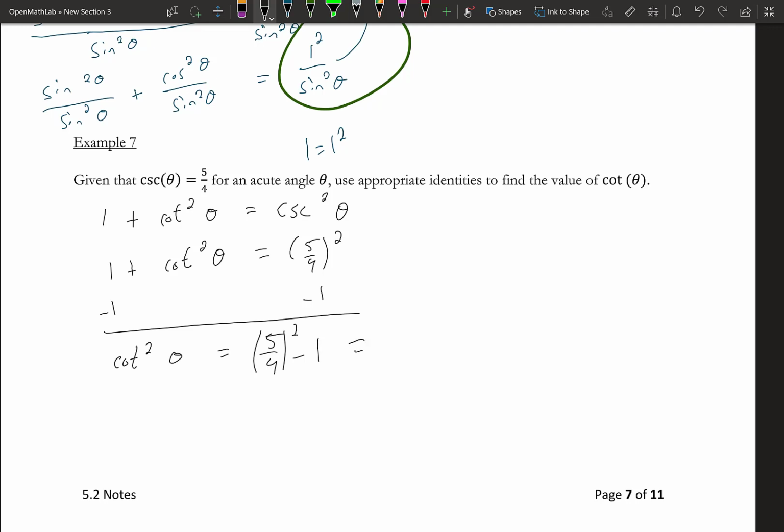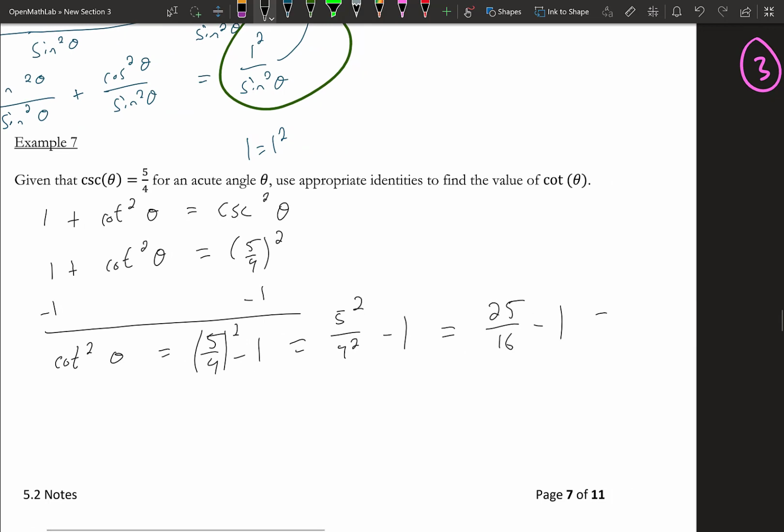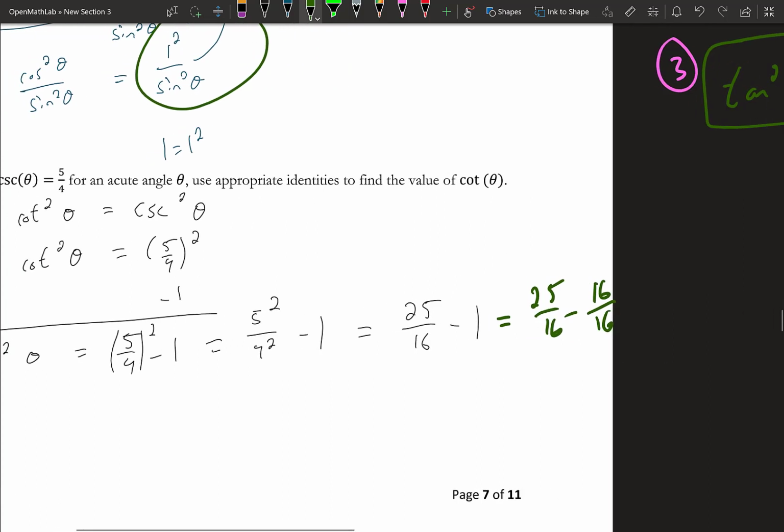So 5/4 squared would be 5 squared over 4 squared minus 1, which is 25/16 minus 1, which is, let me switch color, it won't show up on the black. So this would be equal to 25/16 minus 16 over 16, to get a common denominator. And then this would equal, 25 minus 16 is 9, divided by 16. And I can't reduce that.